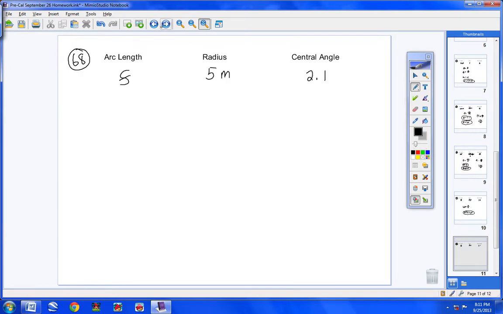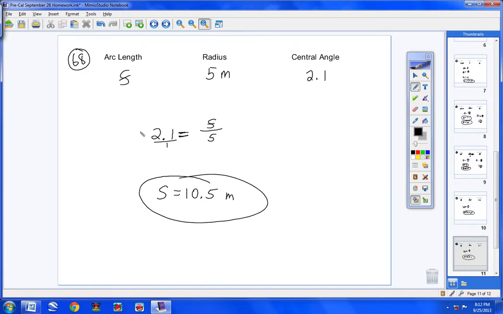Next would be number 68, and we're looking for arc length again. So my central angle is already in radians, 2.1 equals S over 5, your radius. Now, I would recommend you simply put this over 1. You have two fractions that are equal, cross multiply. 1 times S is S. 2.1 times 5 is 10.5. So S, the arc length, equals 10.5 meters.